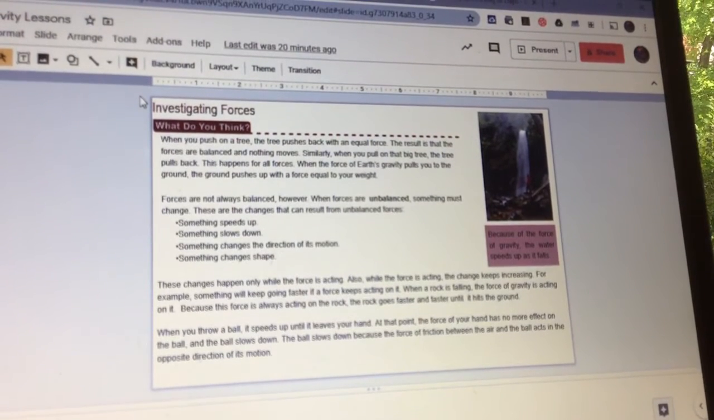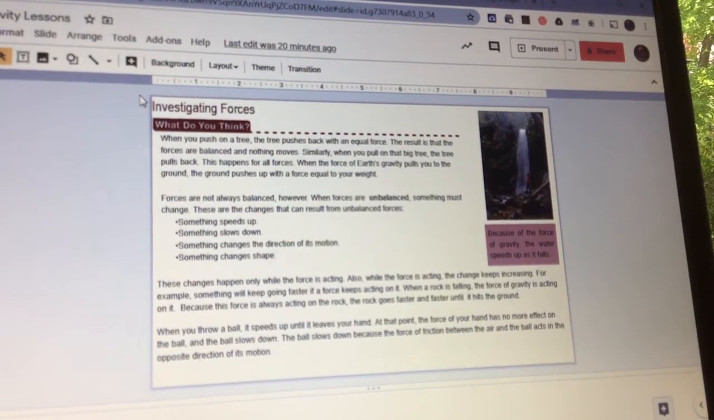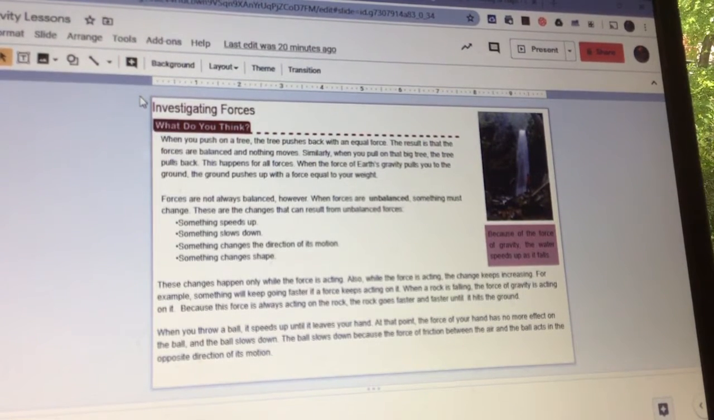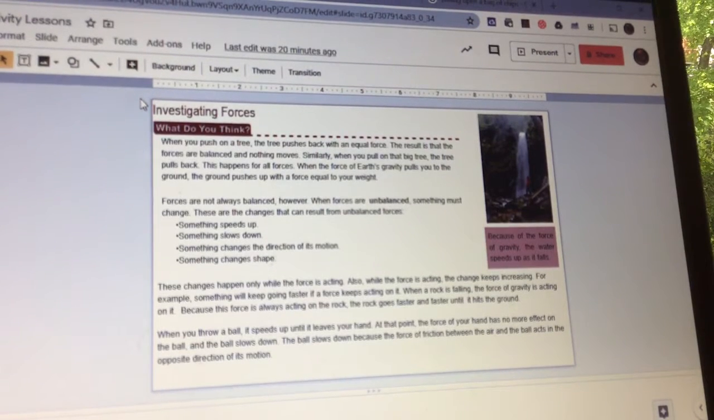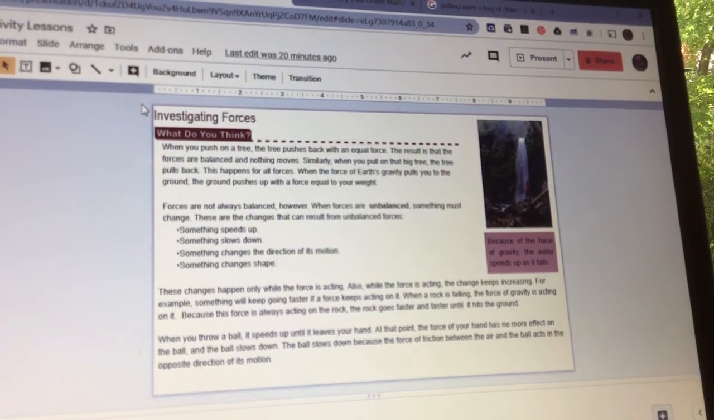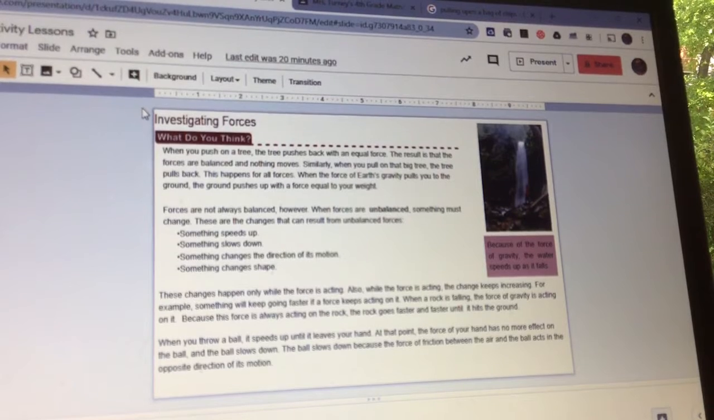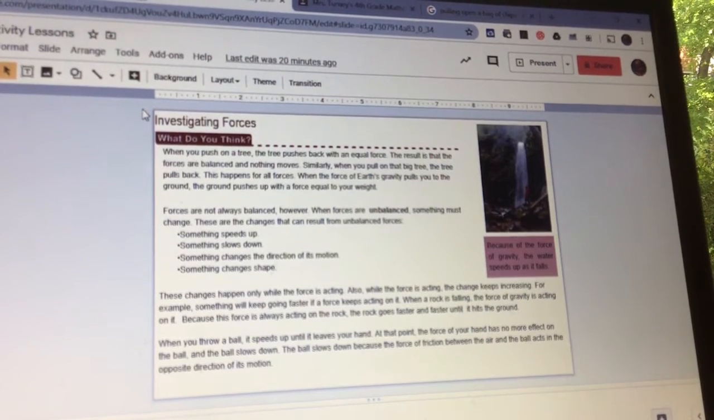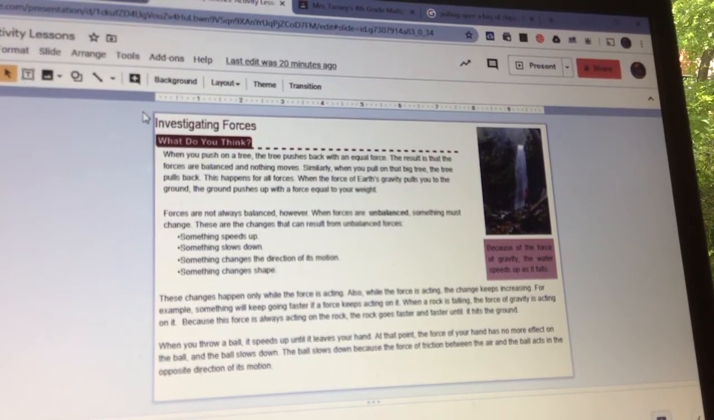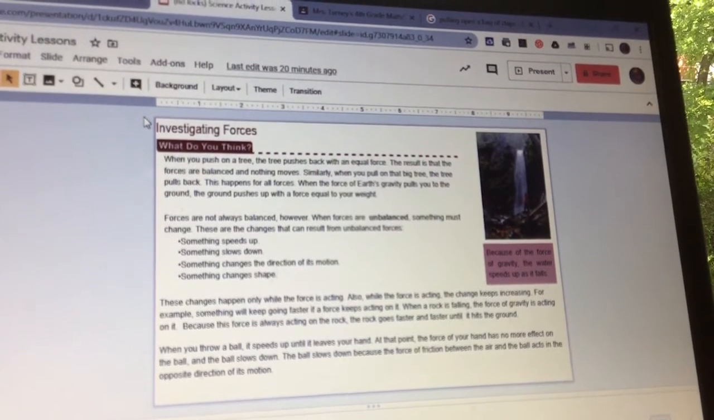So there are forces that are not always balanced, however. When something is not balanced, it's known as unbalanced, and something has to change. There are several different ways that things can be unbalanced: when something speeds up, when something slows down, when something changes direction, going one way and then another, like when you kick a ball, or if something changes shape. If you have a balloon in your hand and you squeeze it, you change the shape of that balloon.